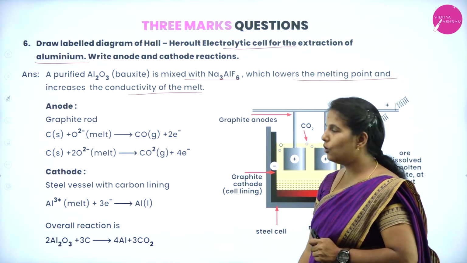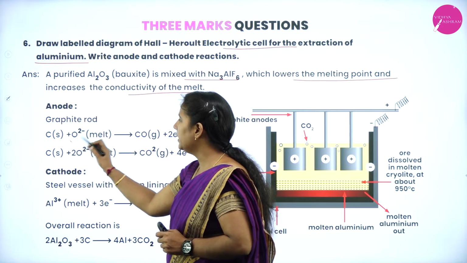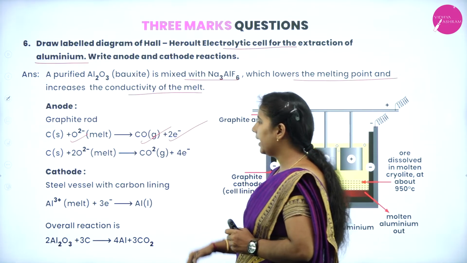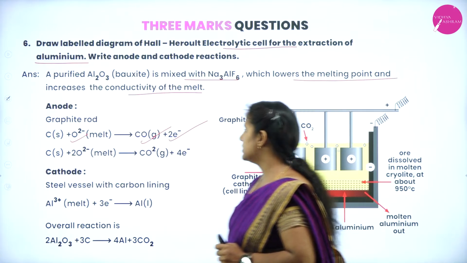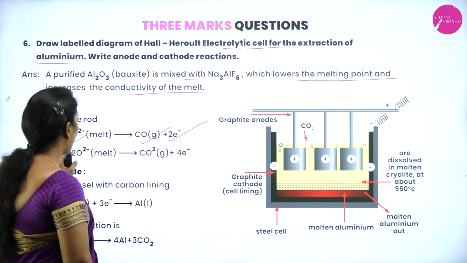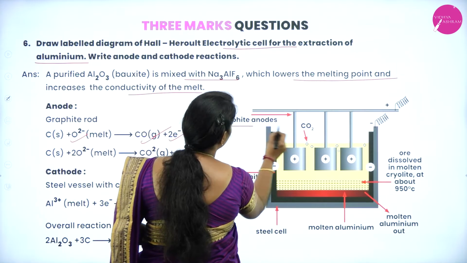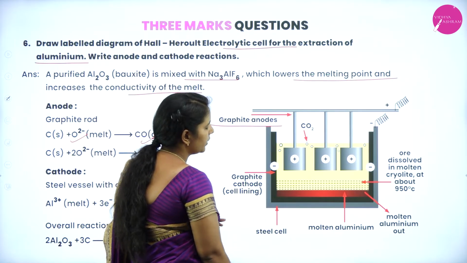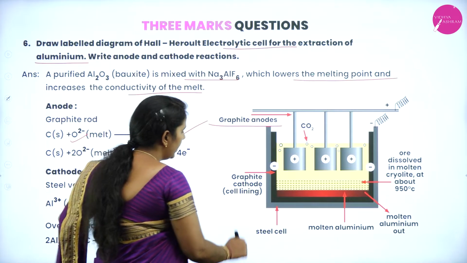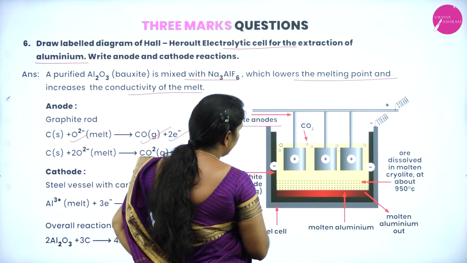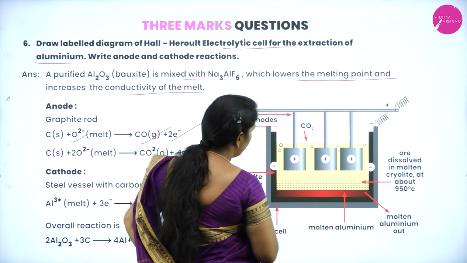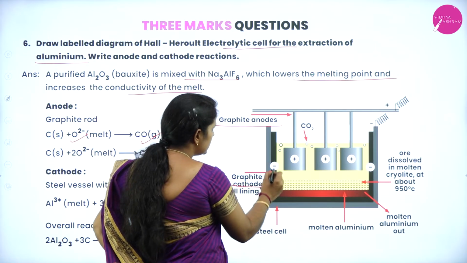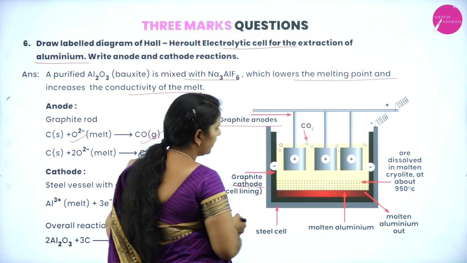So at the anode, what will happen? The carbon reacts with oxygen to give carbon monoxide, and the electrons will be released. You can see that this is the Hall-Héroult process for the extraction of aluminium, and this is a large container which has been lined with graphite, which is acting like a cathode, and this is a carbon lining, you can remember it.